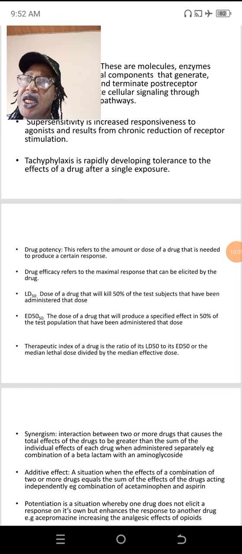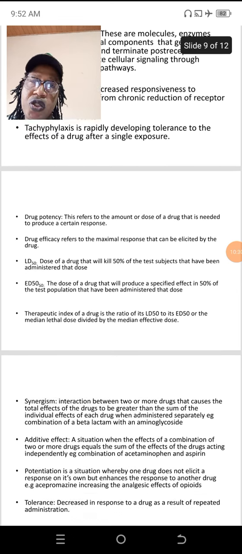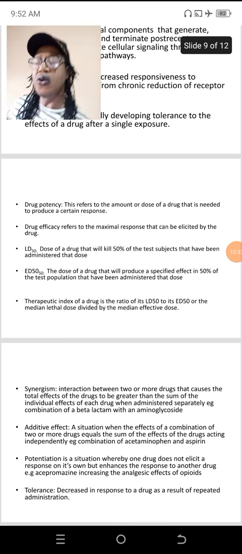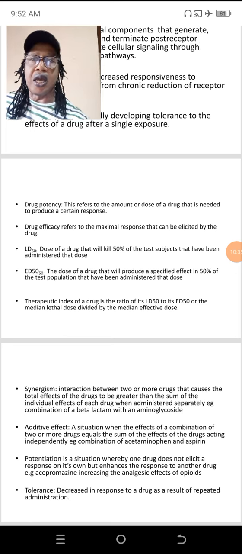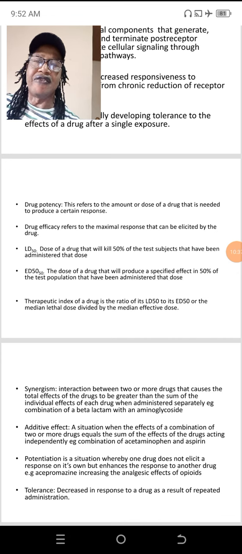Now, therapeutic index is a measurement of the safety of chemicals, and the higher the value of the TI, the safer the drug is. If the TI is small, then the drug should be dosed carefully and the patient should be closely monitored for toxicity signs. So drugs with a low TI have a low safety margin.